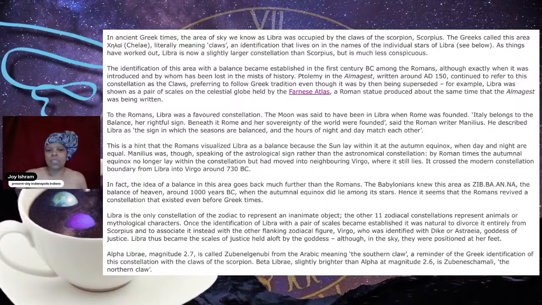Scorpio mad because we took his claw. So we gonna tuck Libra over here away with Virgo in the legal justice law system. Keep it protected under contract, because it is unlawful for Scorpio to attack Libra because it was birthed from his claw.